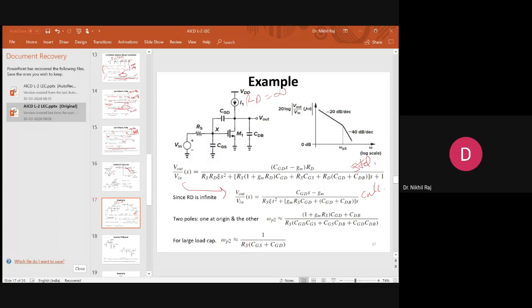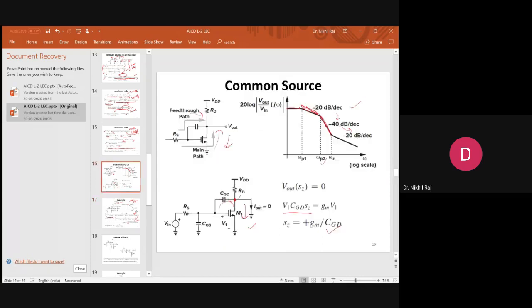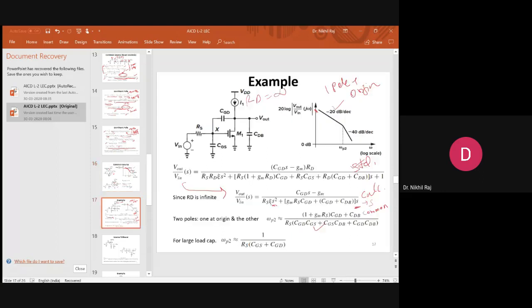then this can be converted into this form. Here you see the s square is there, and here s is there, so I can take s common. S common means one of the poles is lying at the origin, so one pole is at the origin, and another pole is the remaining part. When one pole is at the origin, the curve will start right from the zero axis. A minus 20 dB per decade slope will be seen, but earlier there was a constant start because no pole was at the origin, but here it is at the origin. So it is marginally stable.